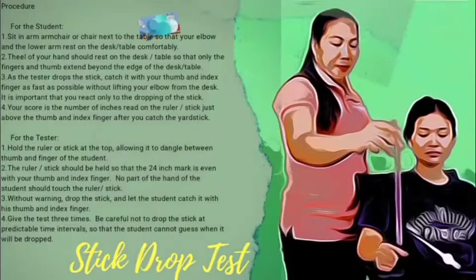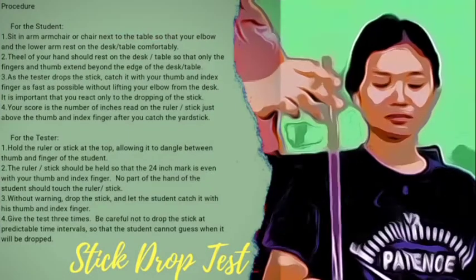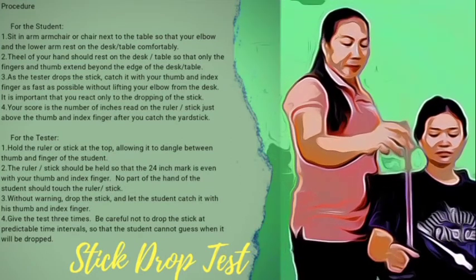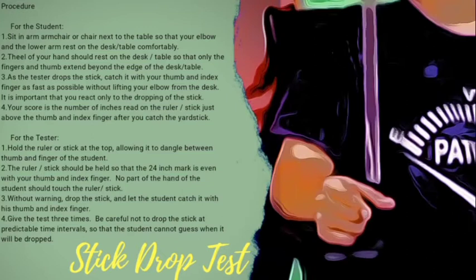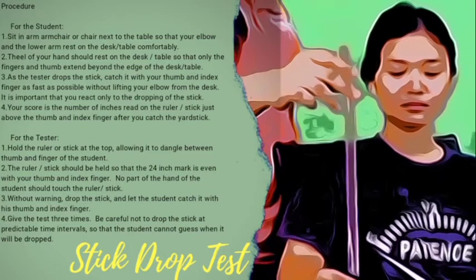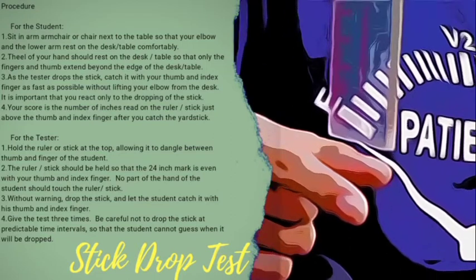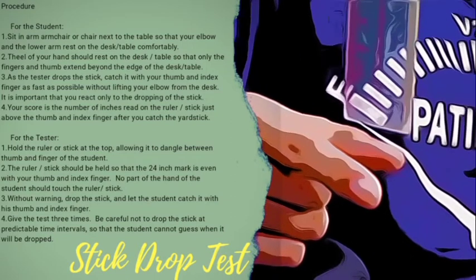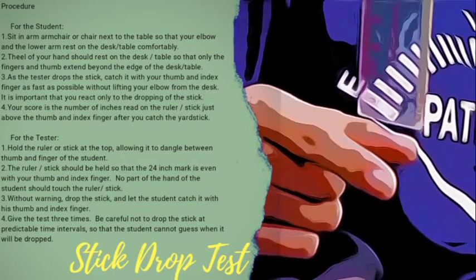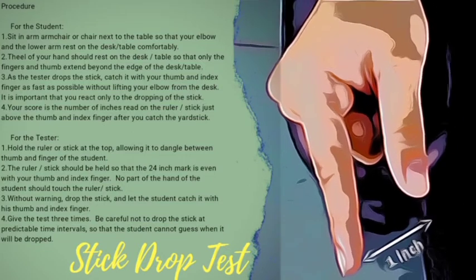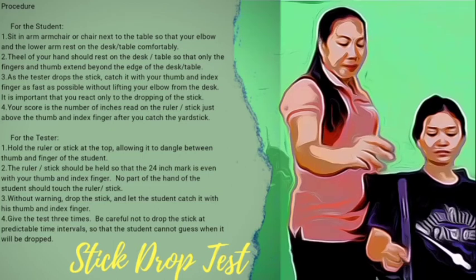For the performer, sit on a chair with armrest or a chair annexed to the table so that the elbow and the lower arm rest on the desk or table comfortably. Place the heel of the hand on the desk or table so that only the fingers and thumb extend beyond. Index finger and thumb should be at least 1 inch apart.